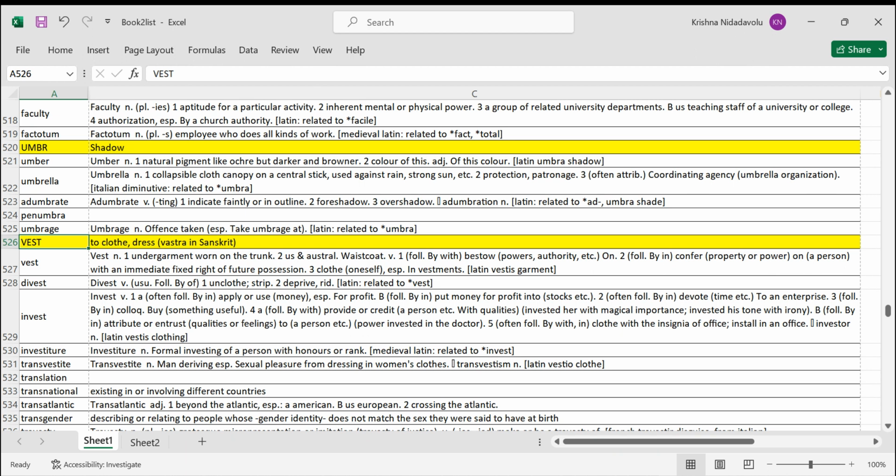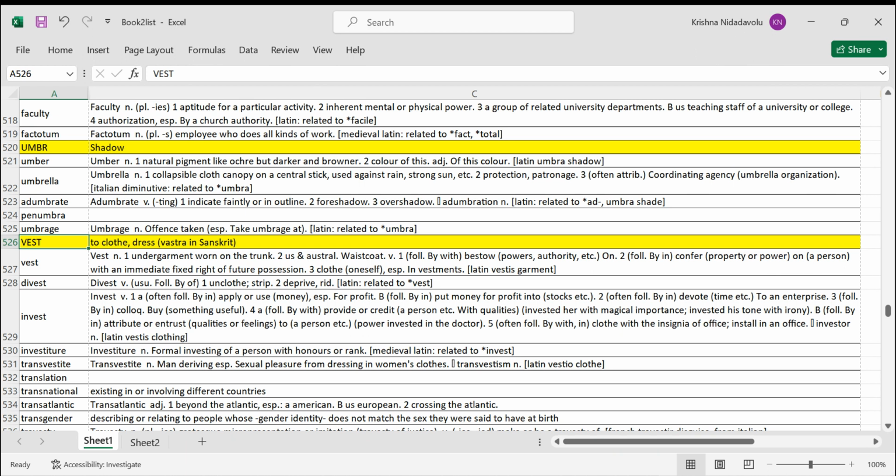Invest, in plus vest. So originally it meant to invest something in someone. That means to give them authority, power. Historically, when you give authority, you dress them in the related dress. For example, someone is given the authority of a military officer. Then they will be dressed in that military dress, whatever it is. So invest originally meant giving that authority by dressing them in that particular clothing.